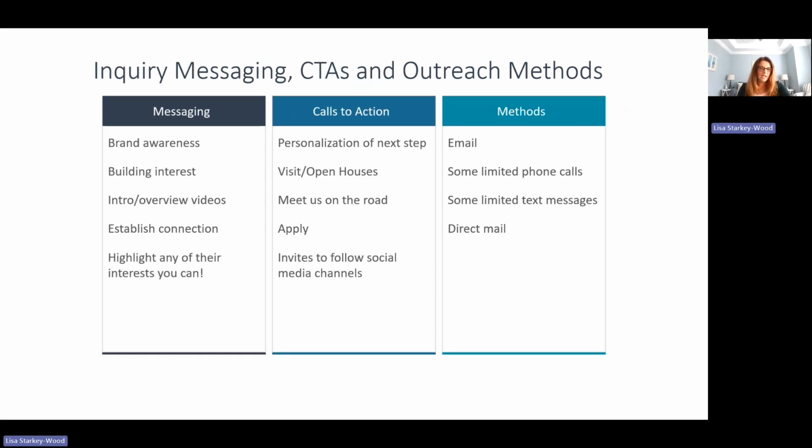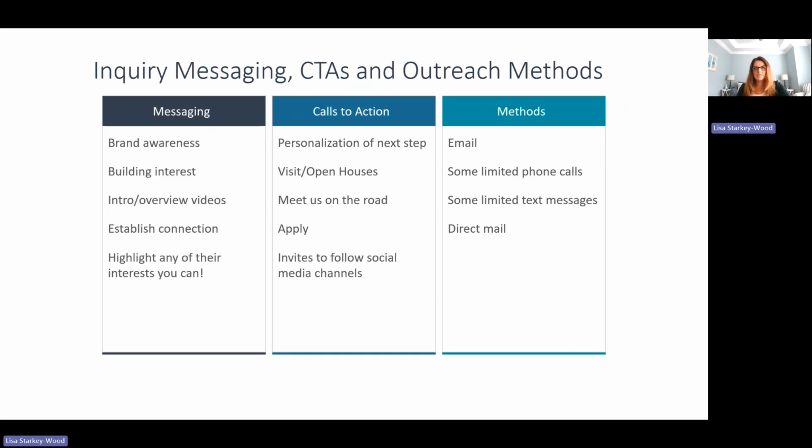So establishing connection, really highlighting any areas of interest that you can as part of your inquiry messaging. We know the amount of information you know about an inquiry is limited. So highlighting things like we know where you're from, here are scholarships that apply, we know your program of interest if we know that at that point, here's more information about that, and really personalizing those next steps like visit us, we'd love to see you at open house, meet us on the road, we're coming to your high school during fall visits, or we're going to be at this national fair in your neck of the woods, and inviting them to follow those social media channels with that student-centric content and pushing them to apply.